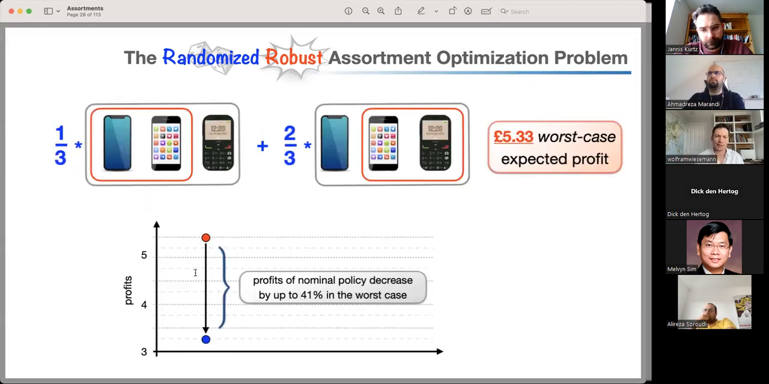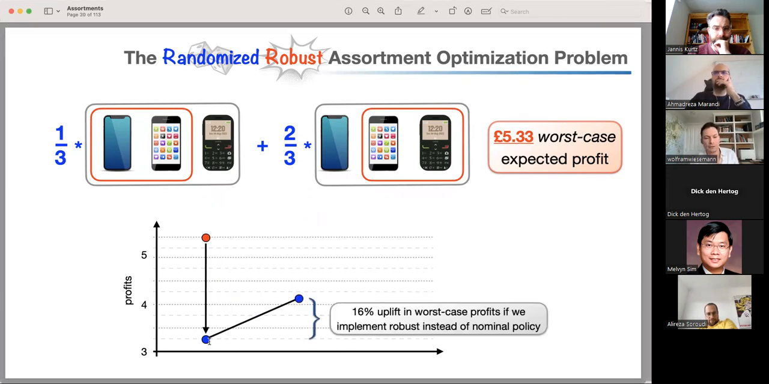So let me summarize this example. What we've seen so far is that in the face of estimation errors, if we implement the nominally optimal assortment, we have expected profits under the nominal parameter setting of £5.50, but they drop by more than 40% to £3.25 if we consider estimation errors.